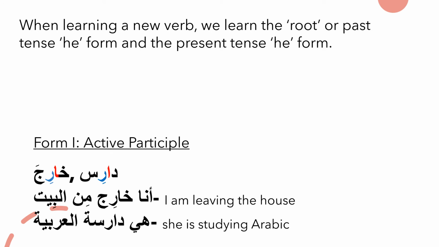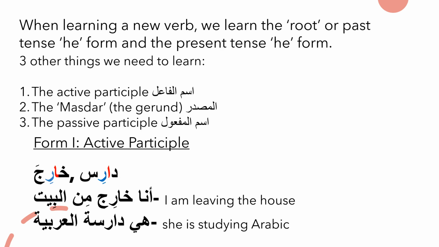So when learning a new verb, we have to learn the root or past tense he form and the present tense he form, as I've just said. There are also 3 other things that we can learn, and these are the active participle, so that's called the ism al-fa'il, the masdar, and the passive participle, so the ism maf'ul. So I'm going to explain what each of these three things are so that we understand exactly why they're useful and how to use them.